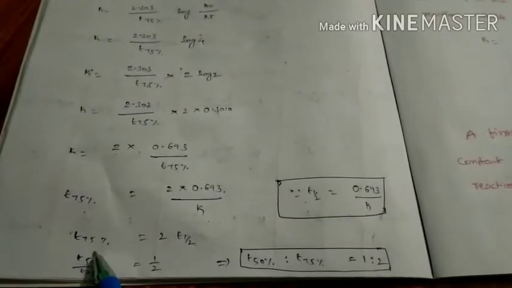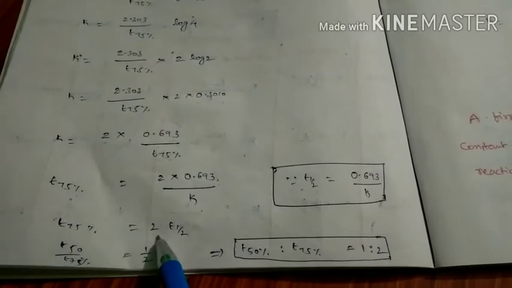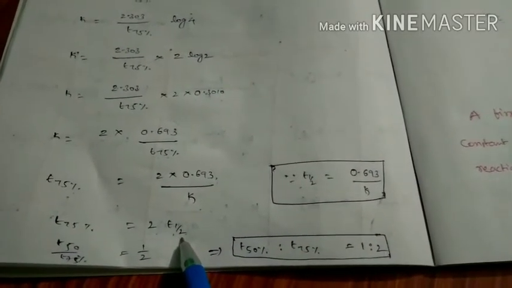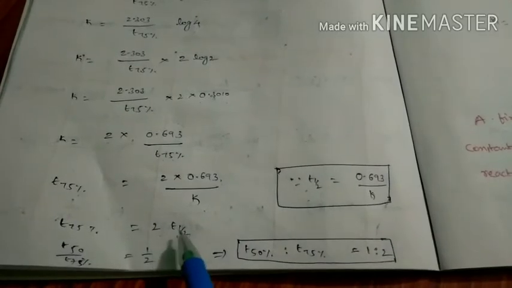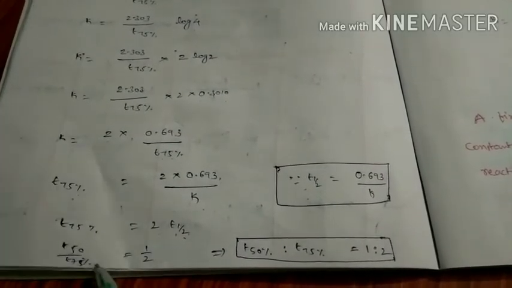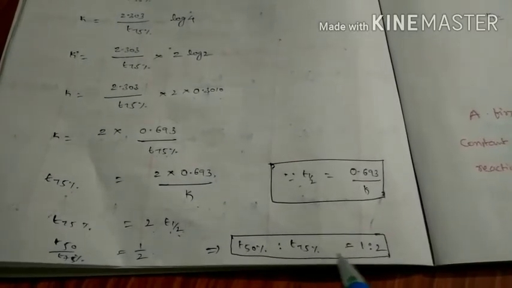That means the time required to complete 75% reaction is equal to 2 into the time required to complete 50%, nothing but T half. Suppose if this T75 comes to this side, then you get T50 by T75% equal to 1 by 2. So T50% to T75% is equal to 1:2. So this is the proof.